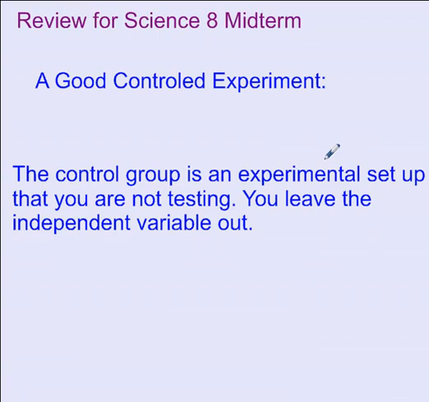A good controlled experiment will also often have a control group. This is where you do part of the experiment, but you leave the independent variable out. This is your normal setup that you are not really testing. You're running this one as a comparison to see if your independent variable is doing anything at all.